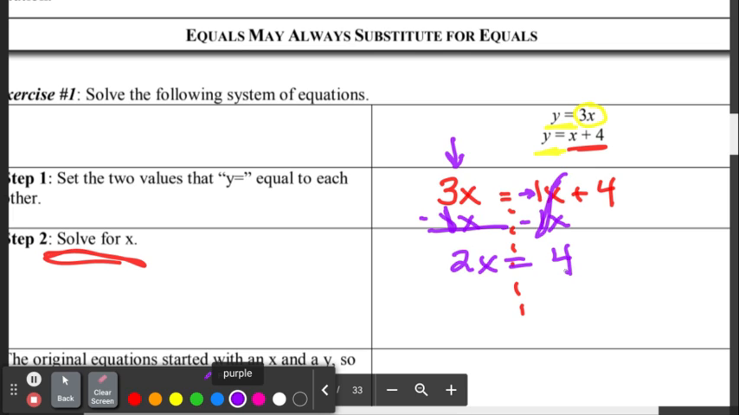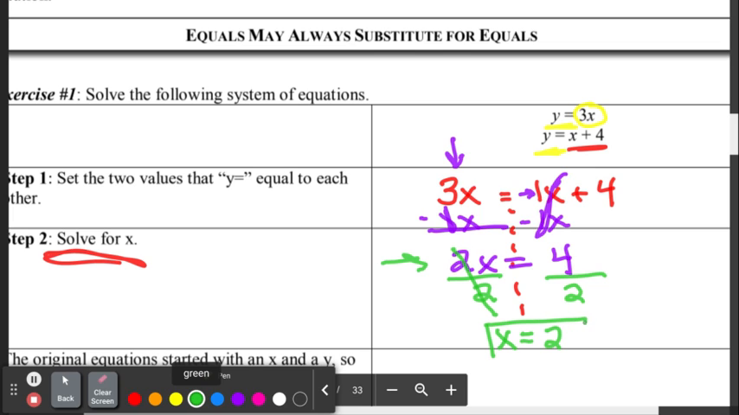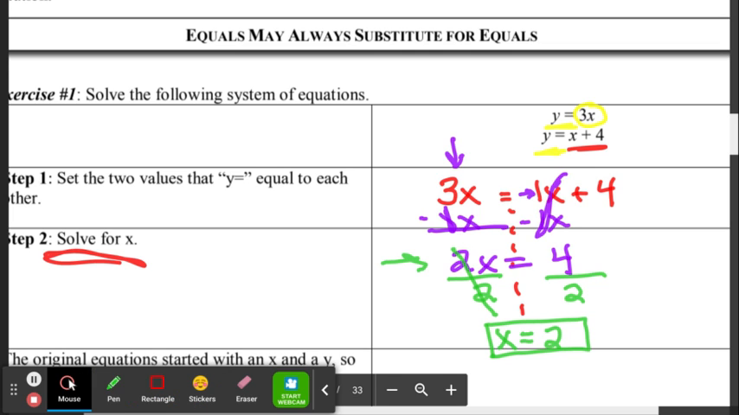And now to get x by itself, we have to do the opposite of what it's saying. So in this line, it says 2 times x equals 4. Well, the opposite of times is divide. So whatever you do on one side of the equals, you do on the other side. And we end up with x equals 2. So that's the first part of our answer, x equals 2.